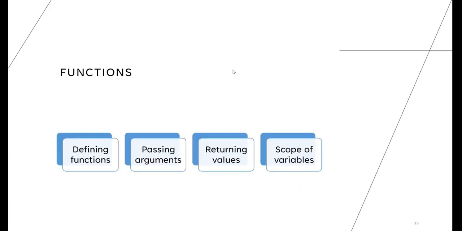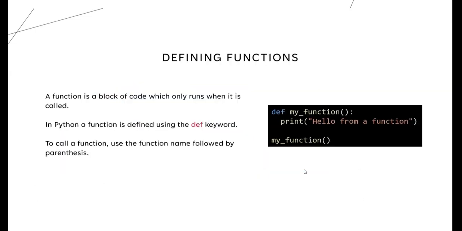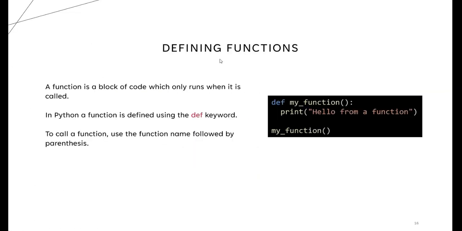And in Python, we have functions. We are going to cover defining functions, passing arguments, returning values, and scope of variables. A function is a block of code which consists of statements and all the logic in it. In Python, we define a function with the def keyword, and to call a function, we just add the function name followed by parentheses.